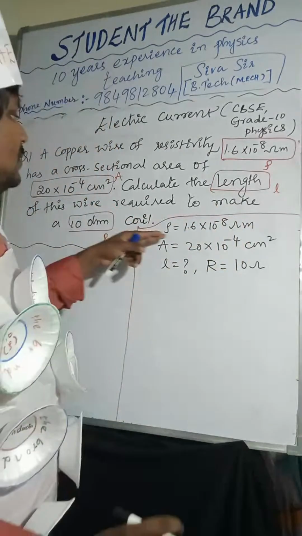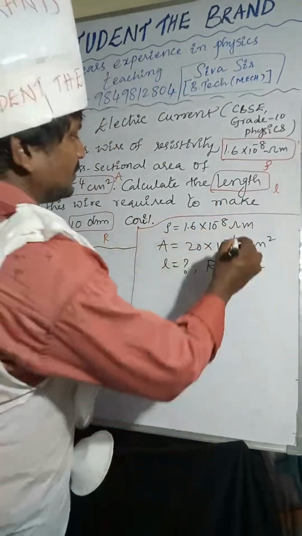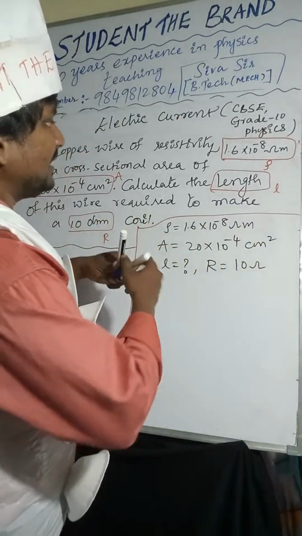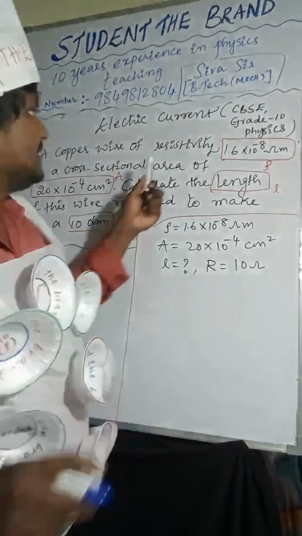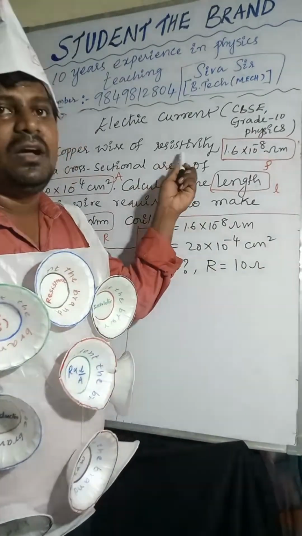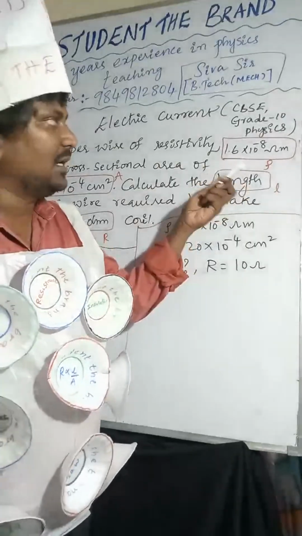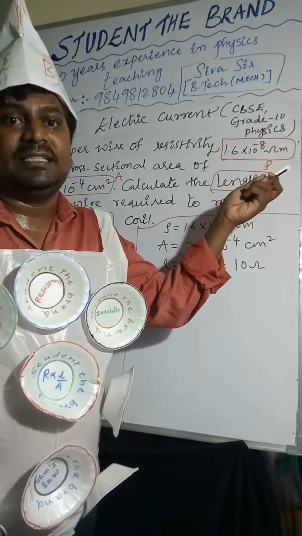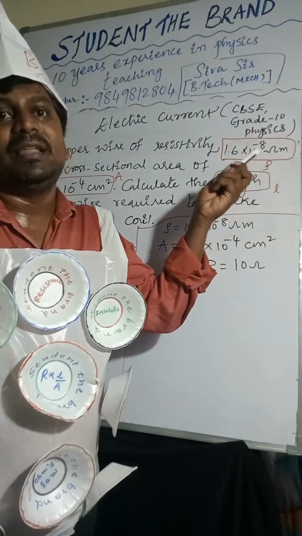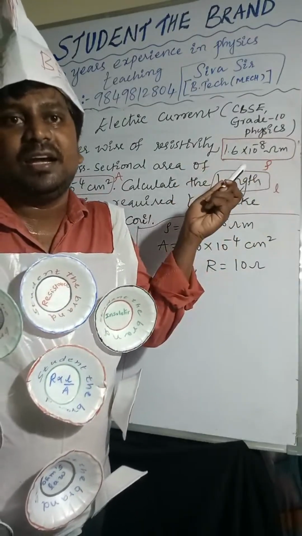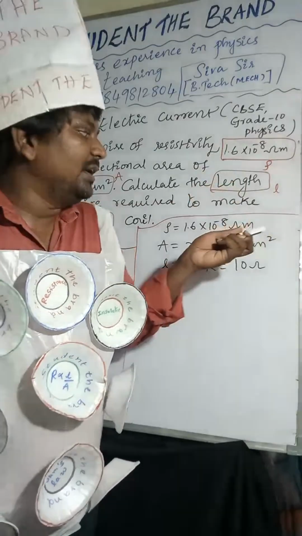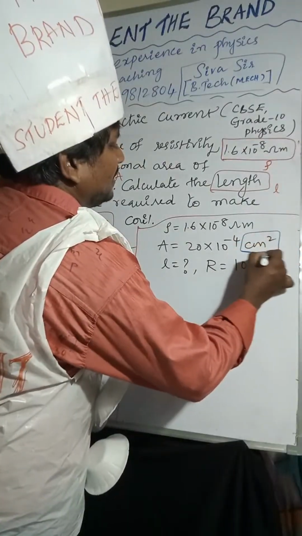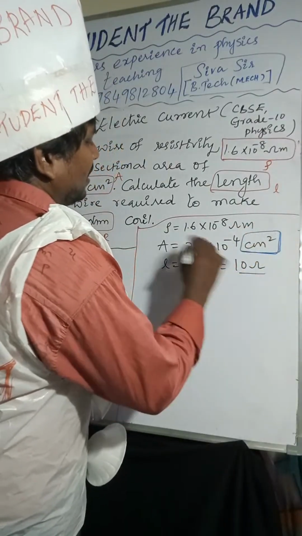You can see rho is given, so rho is no problem. Ohm meter: instead of resistivity, sometimes they will give just ohm meter. We have to identify whether it is resistivity or resistance. Here they gave resistivity, and here centimeter square is given. The remaining are all SI units.